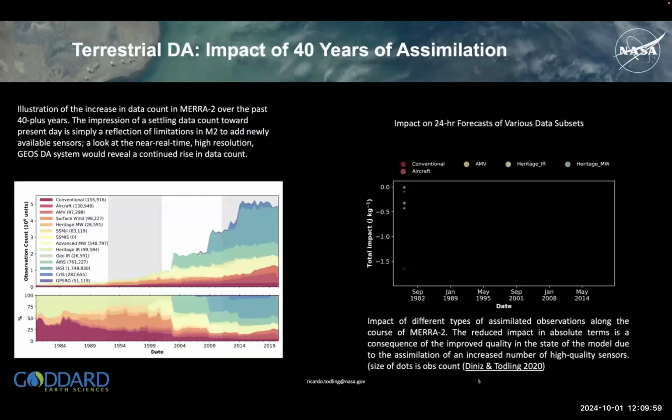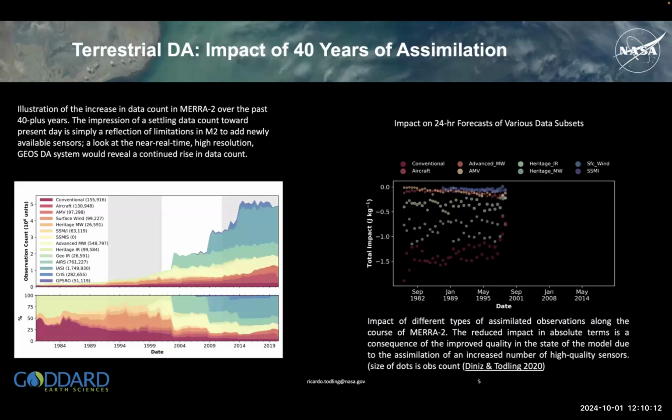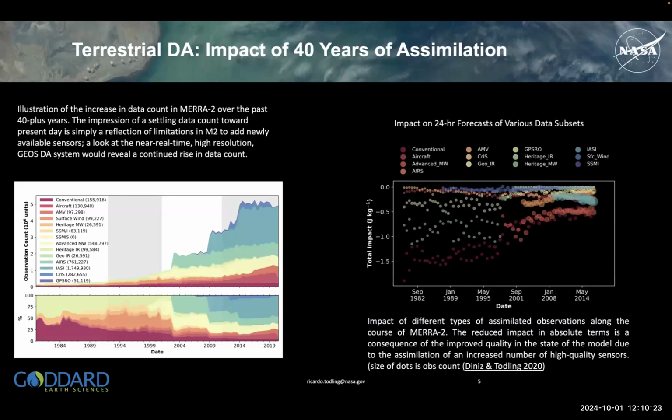An example in GEOS comes from our reanalysis, and this displays the impact of observations over the course of 40 plus years of reanalysis. On the left is the increase in observation counts. The bottom of the figure shows relative counts, a percentage with respect to all the observations in different instruments. You see a considerable rise in the observation count, particularly into the so-called EOS era, which is the end of the 1900s.